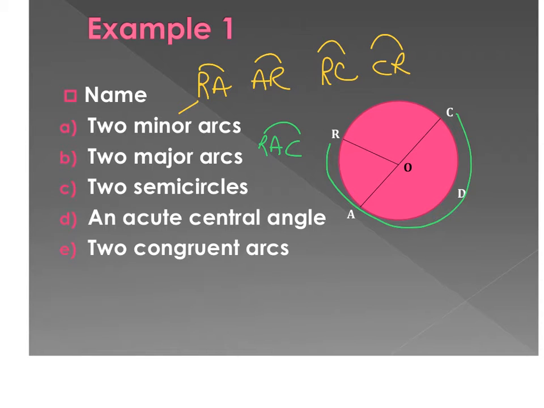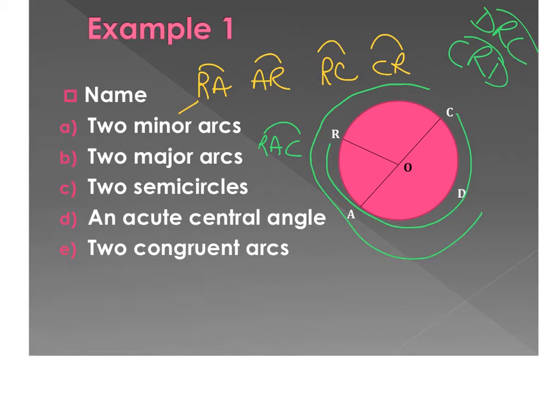Kimberly? CRD. Okay, CRD. So now she's going this way. C to R to D, and that would be major. So CRD would be a major. You could go backwards and say DRC, and then put the picture of the arc on top. So those would be examples of the major arc.